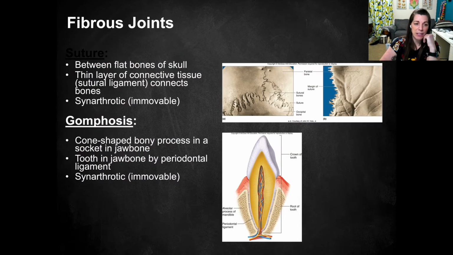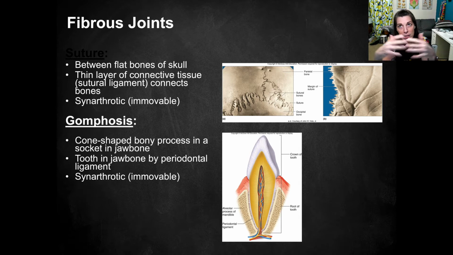The next type is a suture, and that is in black and not in white. I don't know why, but it says suture right here in black. I'm sure you can't see it, but that is a suture. And sutures are between flat bones of the skull. And there's a thin layer of connective tissue that connects the bones together, and they are immovable. They don't move, which is good after they fuse together.